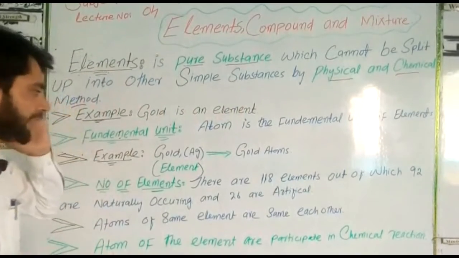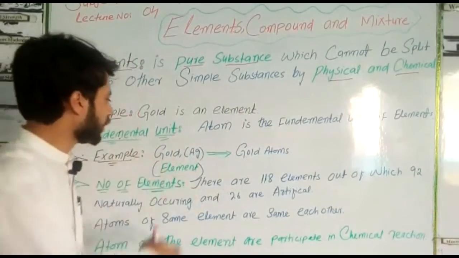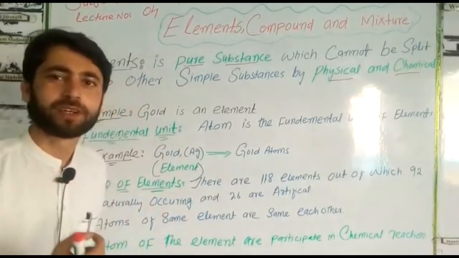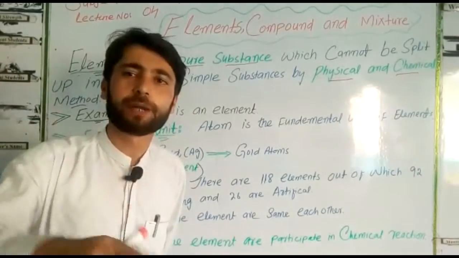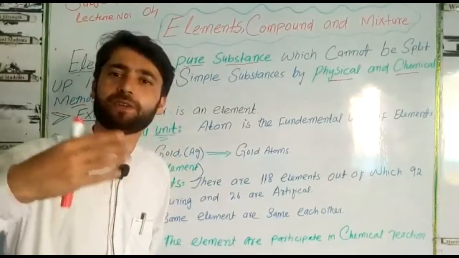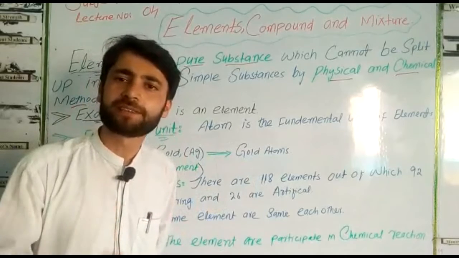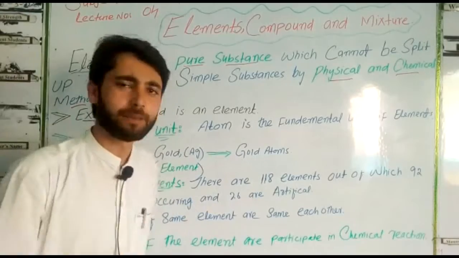Here is an example of gold again. Look here, gold is an element. Why is gold an element? Because gold cannot be divided, or we cannot divide gold into other substances. We cannot simplify it. This is because gold is an element.